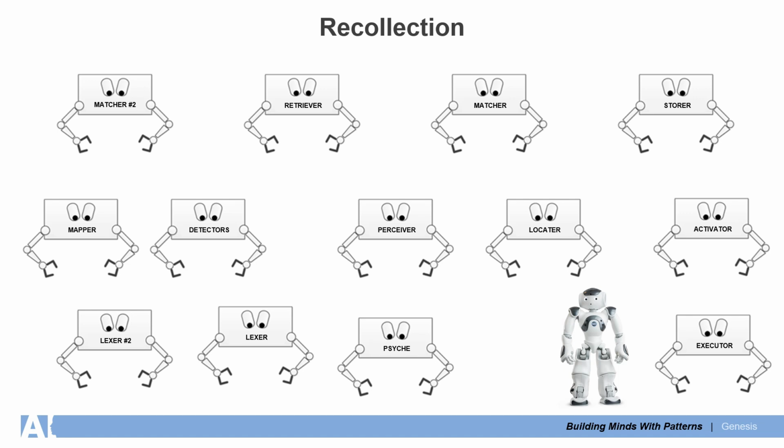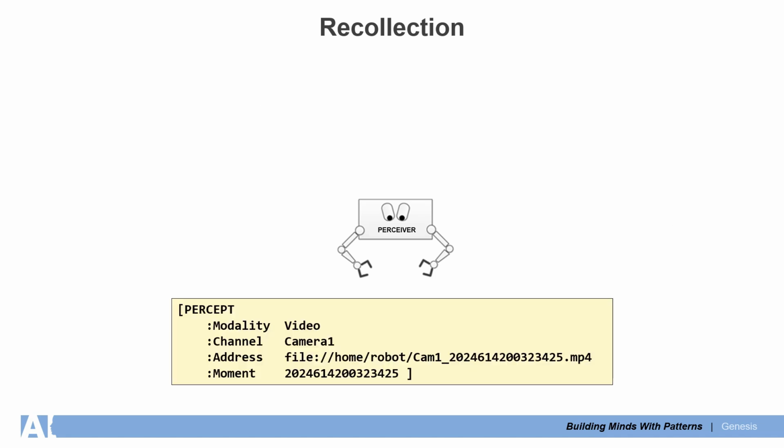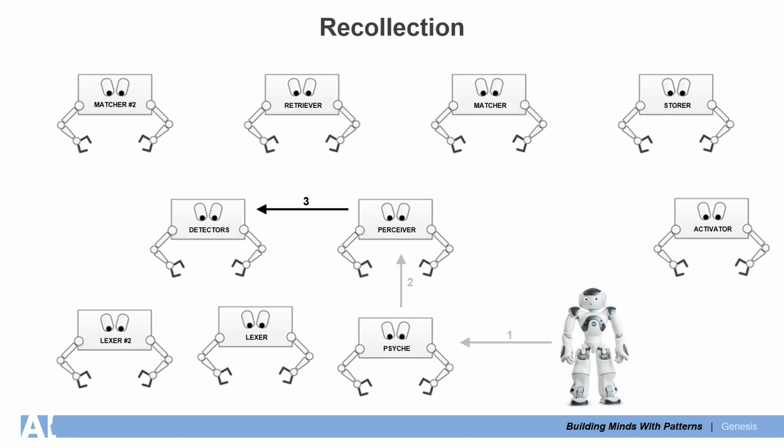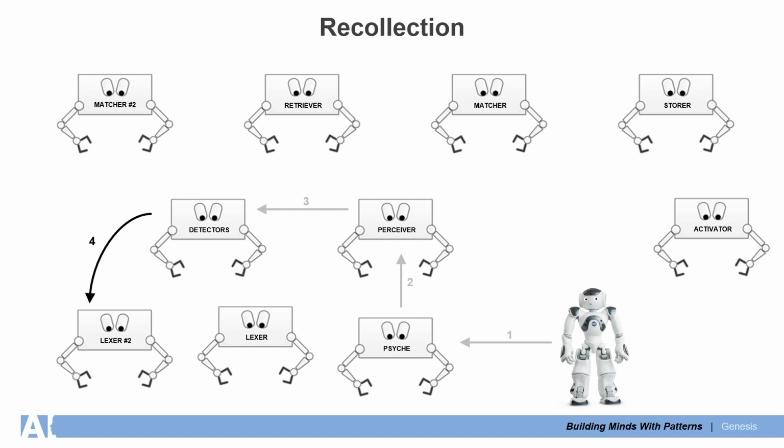The mechanisms involved in recollection are as follows. The psyche receives a percept from the device and forwards the percept to the perceiver. The perceiver sends the percept to the relevant detectors. The detectors obtain facet IDs and match the facets to obtain features. Features are returned to the perceiver.